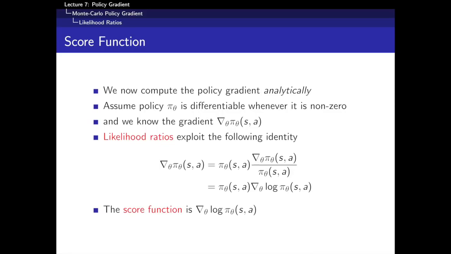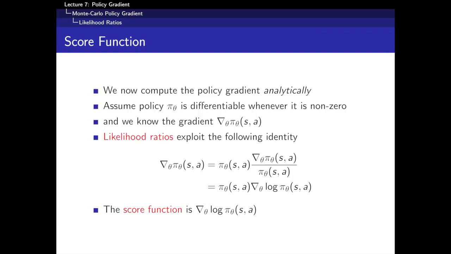So if you have some non-differentiability but you're not actually ever picking that action, that's okay. We're also going to assume that we know the gradient of our policy, that we're in control of our policy. It could be a Gaussian policy or a softmax policy, we'll see some examples, or a neural network, and we know the gradient of this thing because we've created it. And what we're going to use is a trick called likelihood ratios.